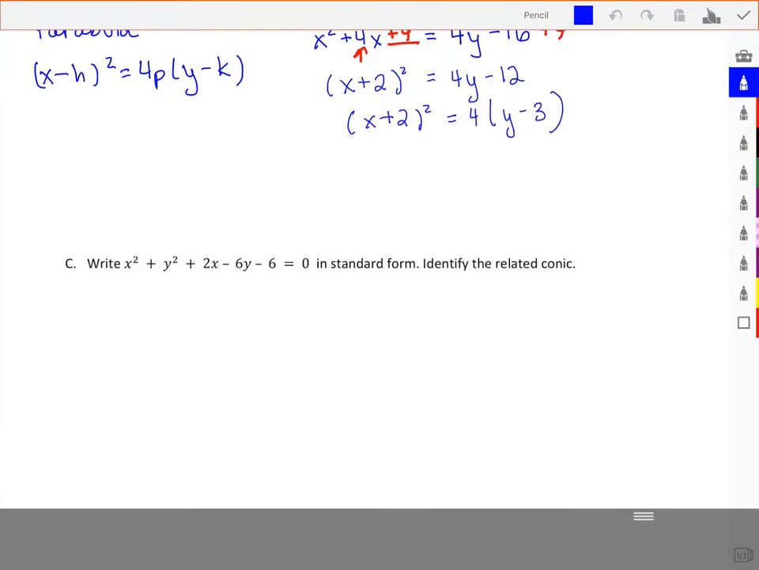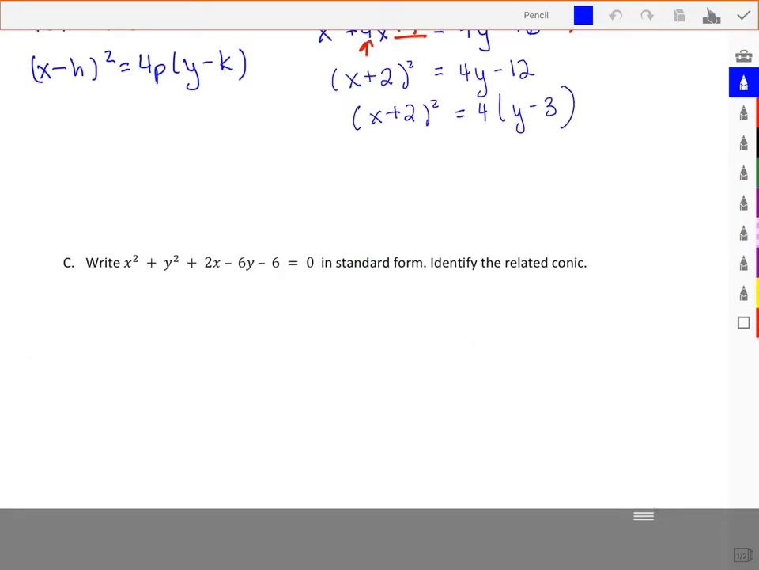All right, I'm leaving this one for y'all. X squared plus y squared plus 2x minus 6y minus 6 is equal to 0. Let me kind of get you started. It's a circle because we have both x squared and y squared, and they have the same coefficients, which means you want it to look like this. X minus h squared plus y minus k squared equals r squared. So you're completing the square, you're factoring, and that's it.